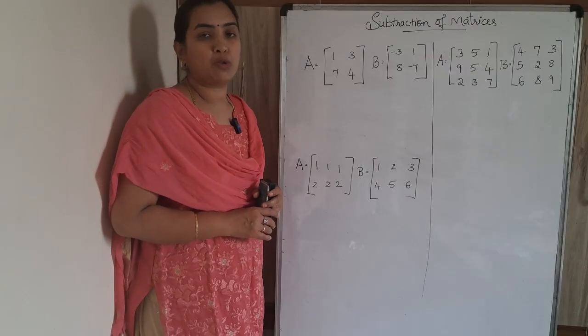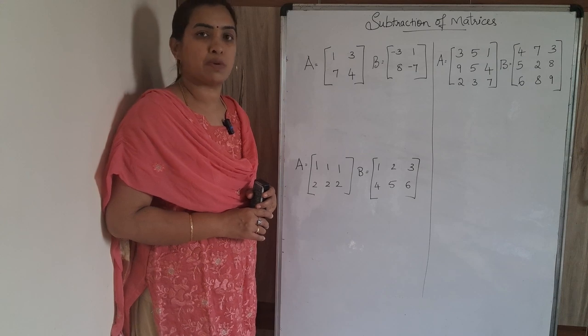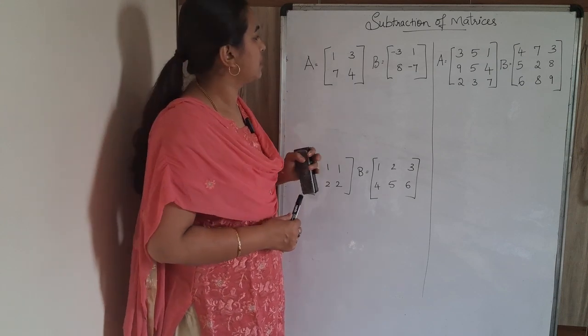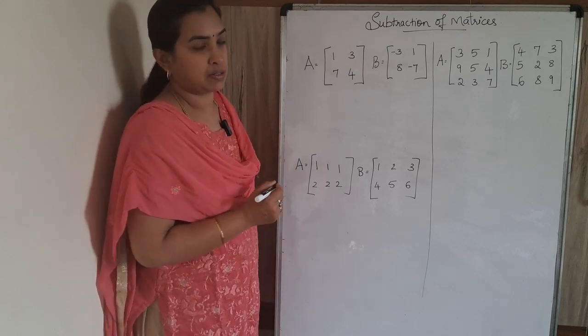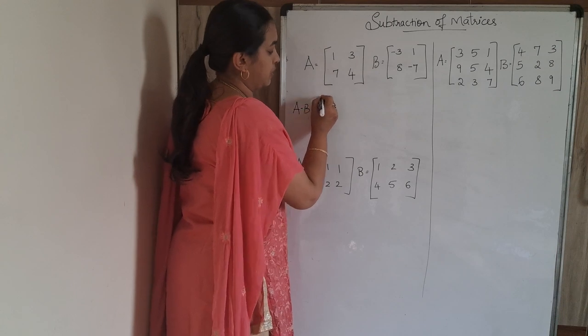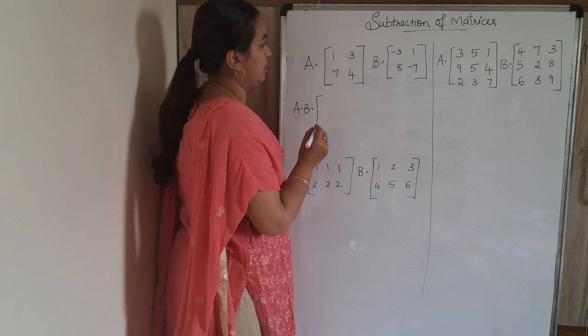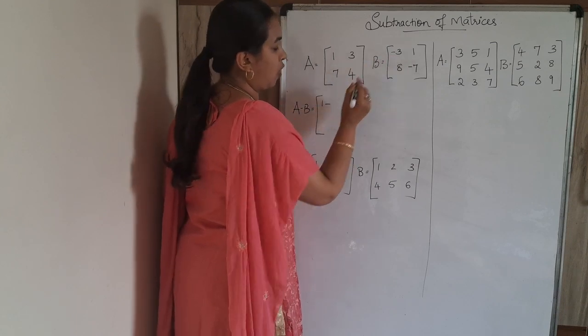Let me explain how to subtract two matrices. In order to do subtraction, two matrices must be of the same order as well. So I have taken here an example of 2 cross 2 matrices. In order to subtract these two matrices, you just need to subtract the corresponding terms. So 1 minus of minus 3.